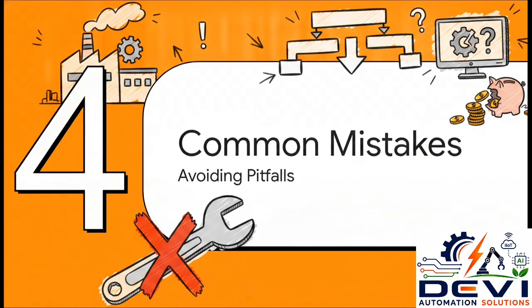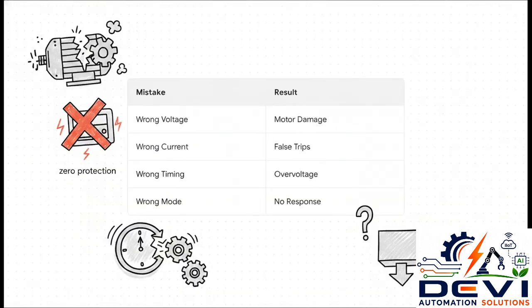Okay, Section 4, Common Mistakes and Best Practices. Let's avoid some pitfalls. Let's look at where things usually go wrong, because a tiny typo here can turn into a massively expensive headache. Entering the wrong motor voltage or frequency leads straight to motor damage or just awful inefficiency. Messing up the current setting, you're either getting annoying false trips that shut down production, or you'll have zero protection when an actual fault occurs.